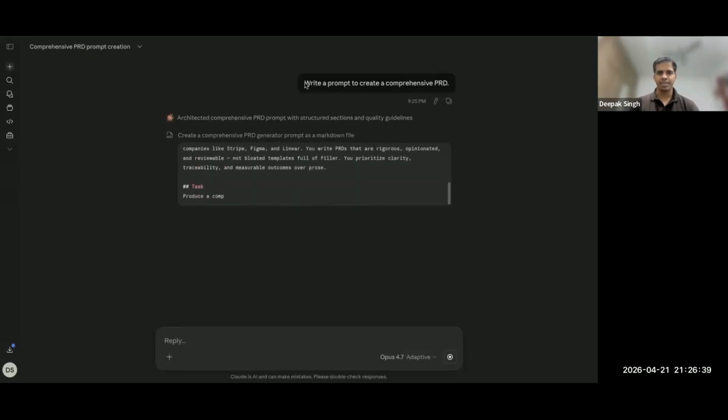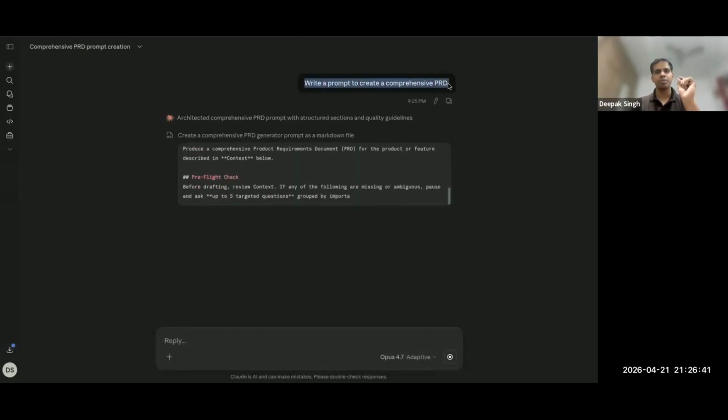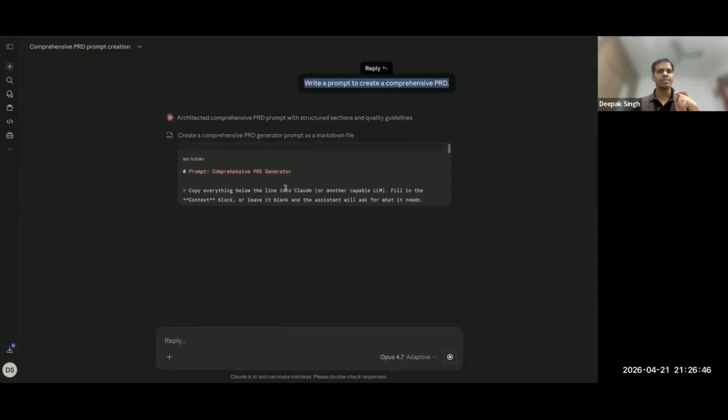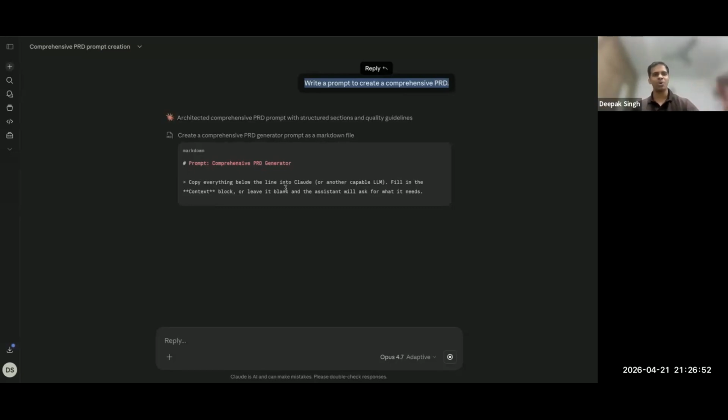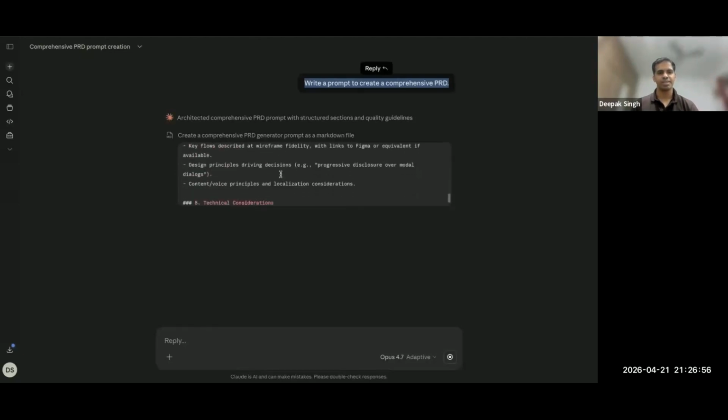And even this, rather than writing a prompt, it intuitively understands that it's better to write this in a markdown file. Why? Because the markdown file can then be stored as a skill. And that skill can be borrowed within the Claude window to write better PRDs.